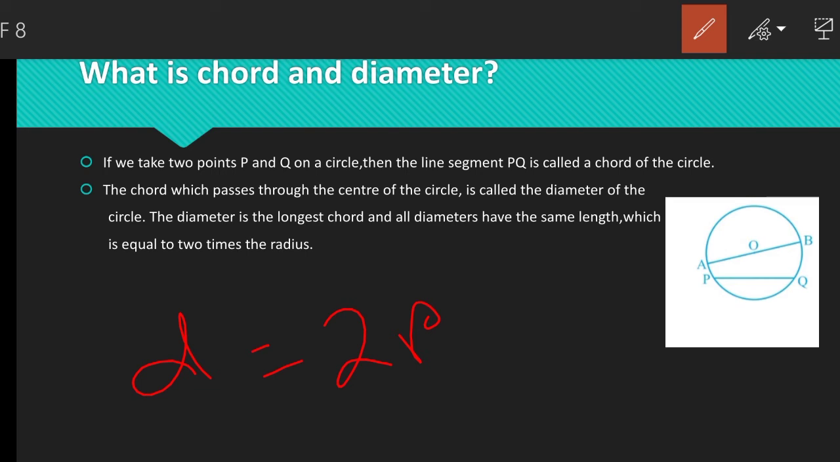Now, diameter is a special chord which always passes through the center and it is the longest chord. Here we have taken the diameter vertically, but if we take it horizontally, then also it is equal to the previous diameter, that is AB.